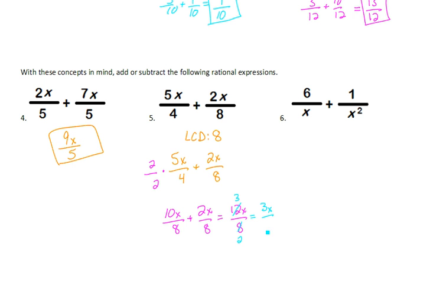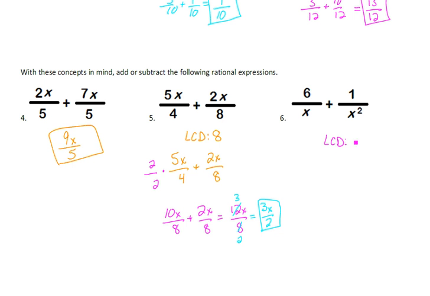Okay, so simplify if we can, knowing that this is still a fraction that we can simplify out common factors. Number 6 is a little bit different because all of a sudden now our denominators have variables in them. So let's go ahead and look at our least common denominator.